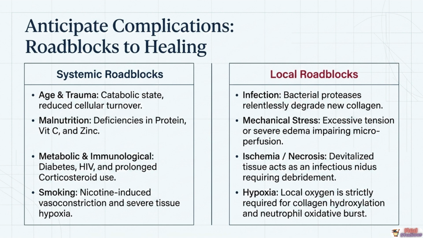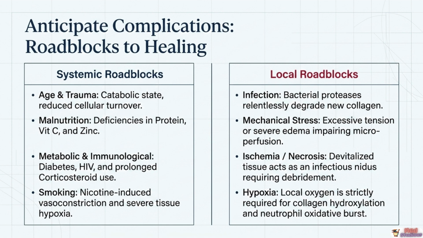Metabolic and immunological disease creates a profound impairment. Uncontrolled diabetes mellitus impairs neutrophil chemotaxis and phagocytosis, delays the inflammatory phase, and creates microvascular insufficiency, reducing local oxygen delivery. HIV and other immunosuppressive conditions reduce the macrophage and lymphocyte populations essential for wound orchestration. Prolonged corticosteroid use, one of the most tested pharmacological causes, suppresses all phases of wound healing, particularly the inflammatory and proliferative phases, while also causing skin fragility that increases wound breakdown risk.